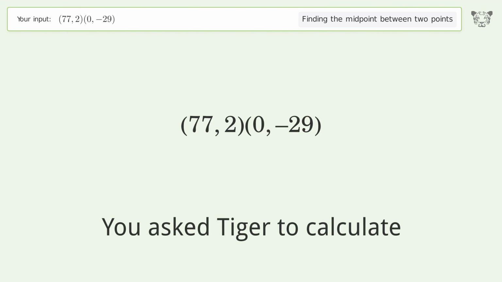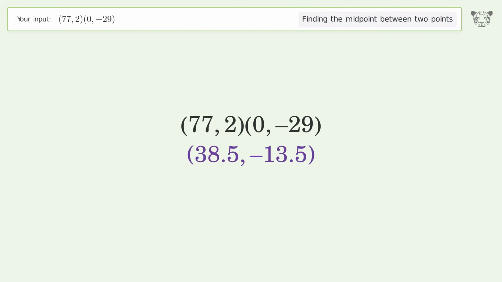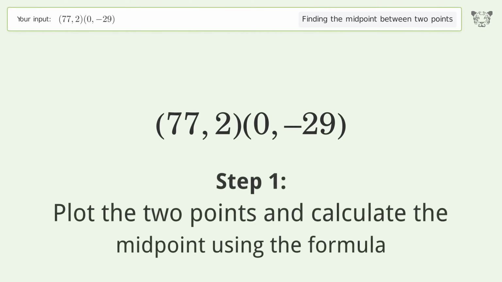You ask Tiger to calculate. This deals with finding the midpoint between 2 points. The midpoint between the 2 points is 38.5, negative 13.5. Let's solve it step by step. Plot the 2 points and calculate the midpoint using the formula.